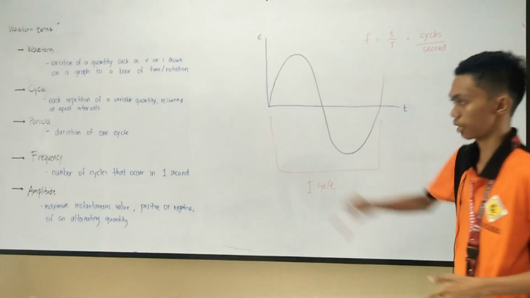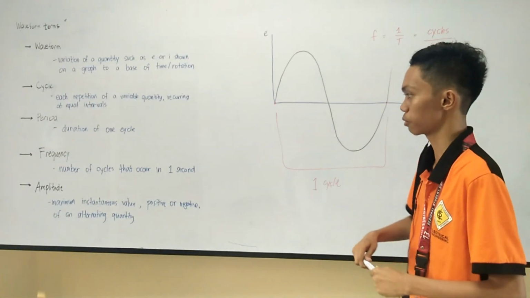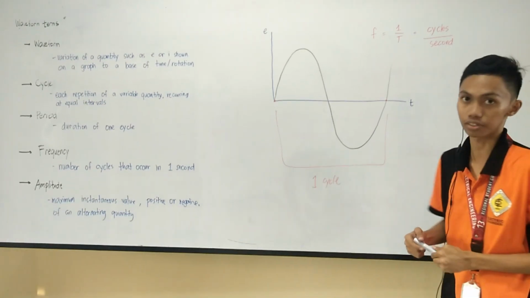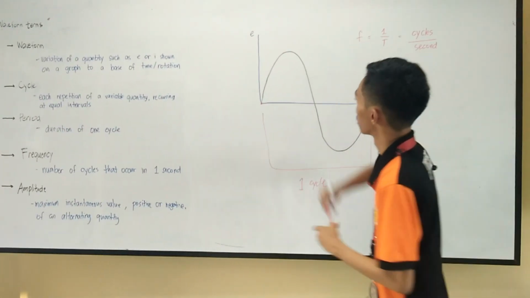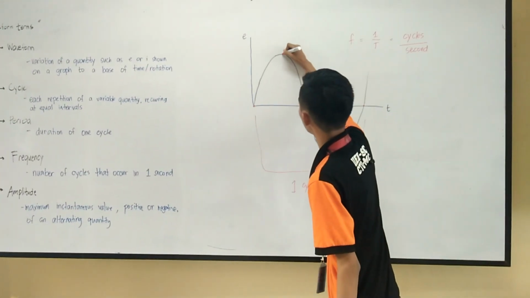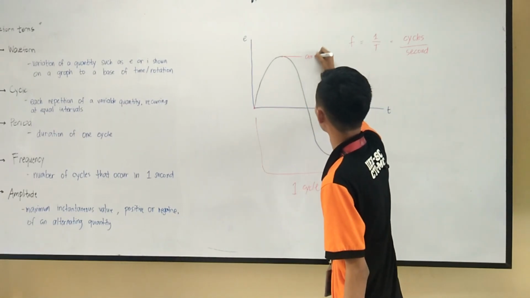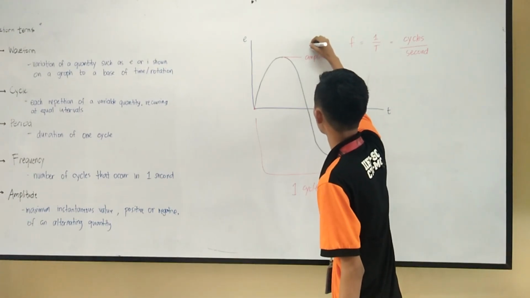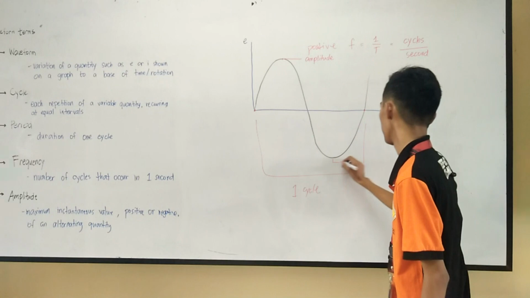Next is the amplitude. The amplitude or the peak amplitude is the maximum instantaneous value, either positive or negative, of an alternating quantity. Say for example this waveform. So our amplitude will be this peak. This is the amplitude. So this is the positive amplitude and this one is the negative amplitude.